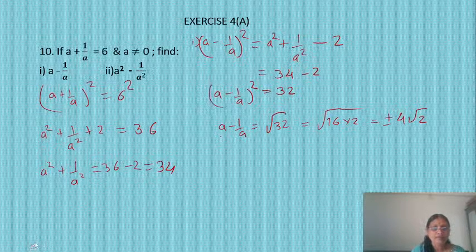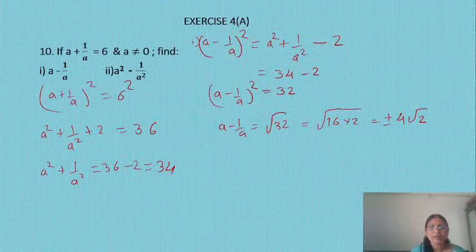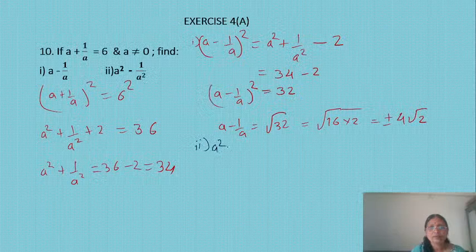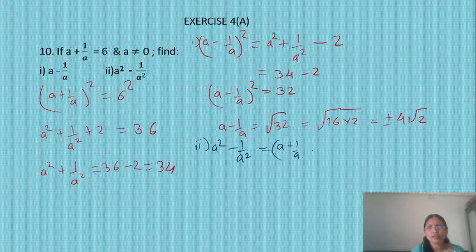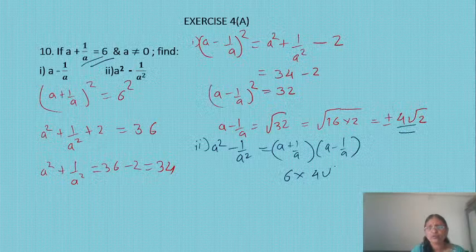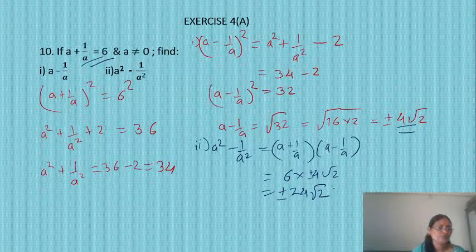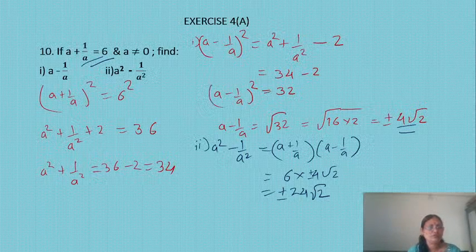Now we have to find the value of a square minus 1 upon a square. Again, the identity: a square minus 1 upon a square is equal to a plus 1 upon a multiplied by a minus 1 upon a. a plus 1 upon a is given to you, which is 6, and a minus 1 upon a we have calculated, which is plus or minus 4 root 2. So the answer is 6 fours are 24, plus or minus 24 root 2. Got it? Understood.